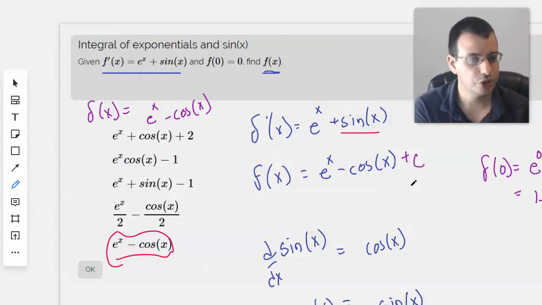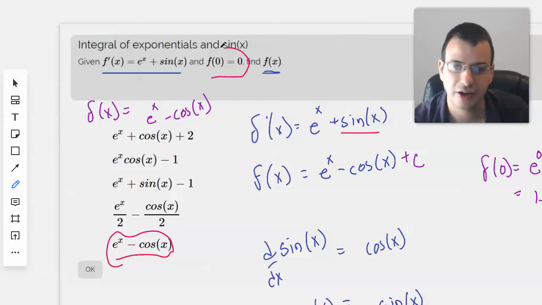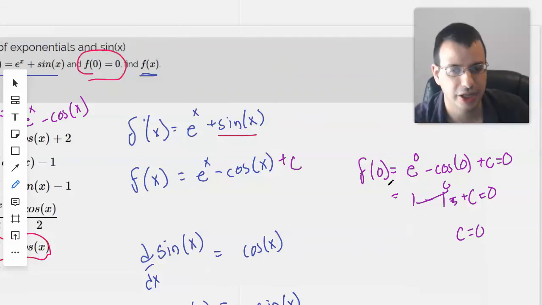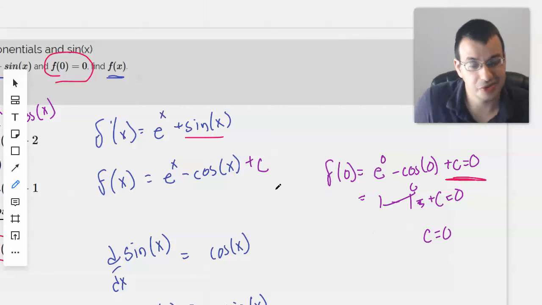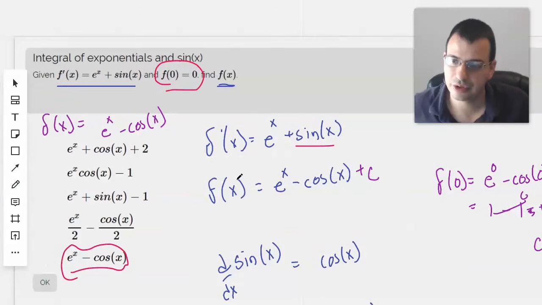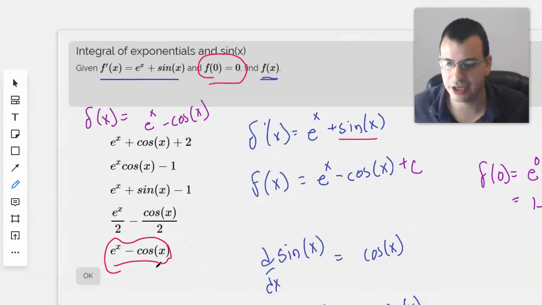Then when we do the integral, we have to add on a constant, and we use the initial condition we were given, f of 0 equals 0, to plug into our function to determine what c was. We determined what c was. It happened to be 0. And then we found our answer. And that's how we do this problem.